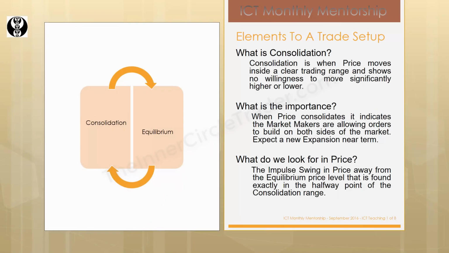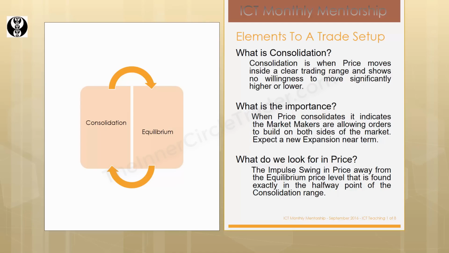And lastly, we have consolidation. And when we're referring to consolidation, we're directly relating that to an ICT tool of equilibrium. What is consolidation? Consolidation is when price moves inside a clear trading range and shows no willingness to move significantly higher or lower. Now, what's the importance?